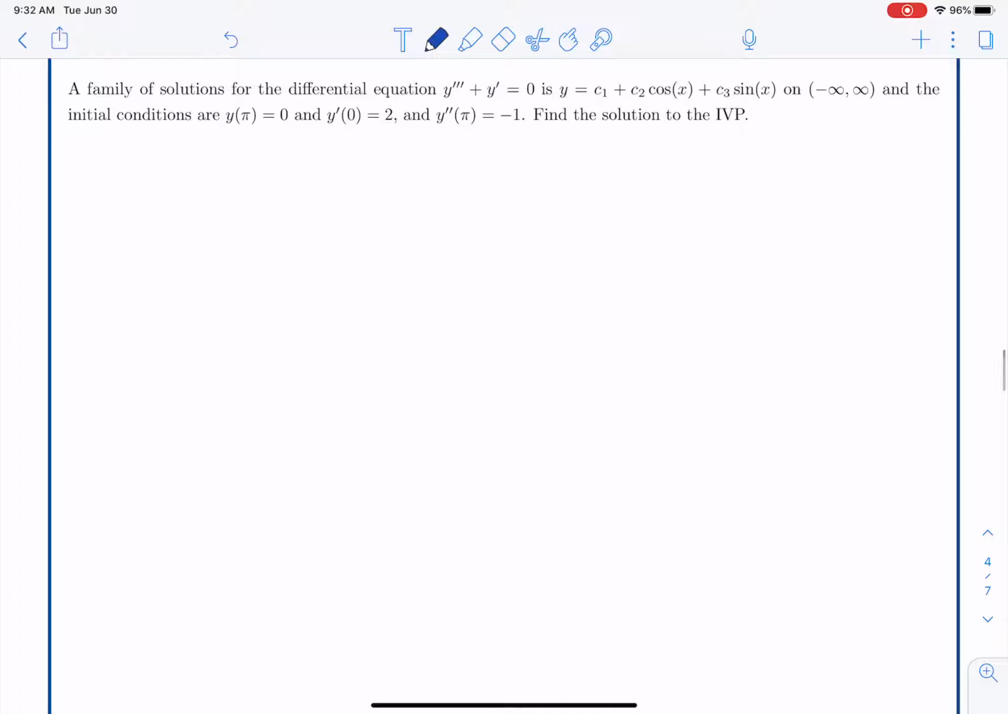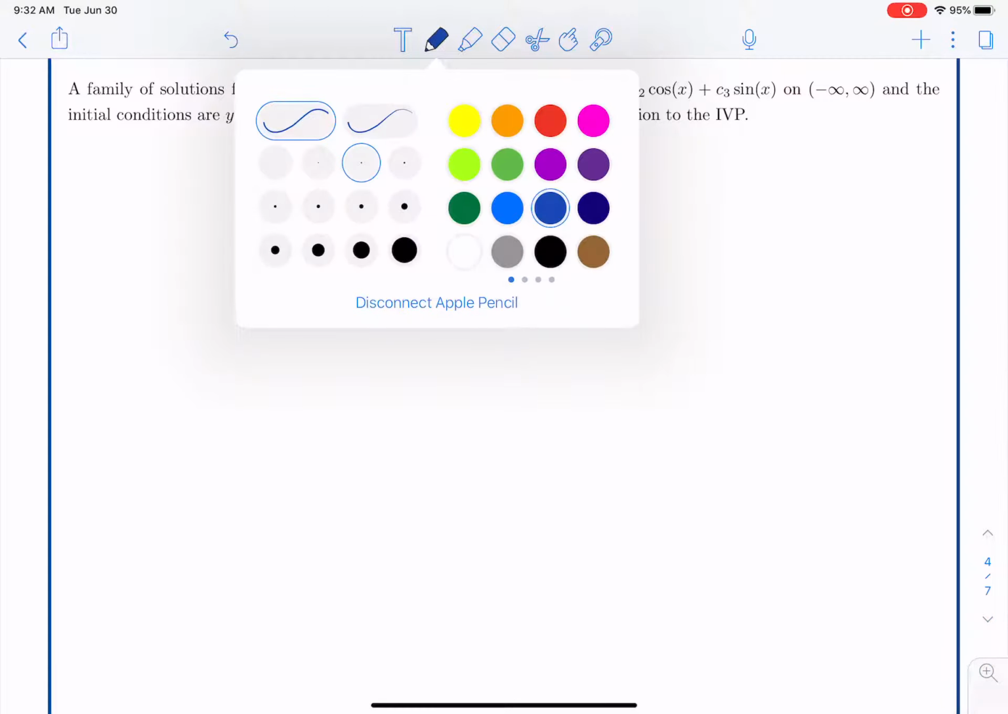So here we have a third order homogeneous equation.